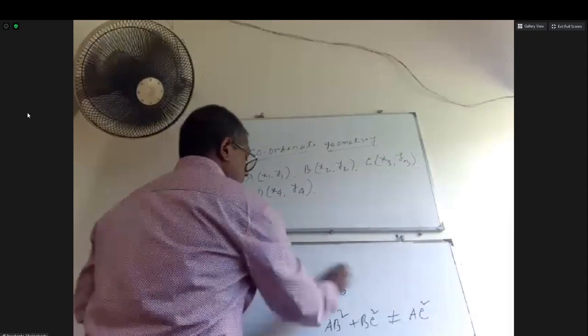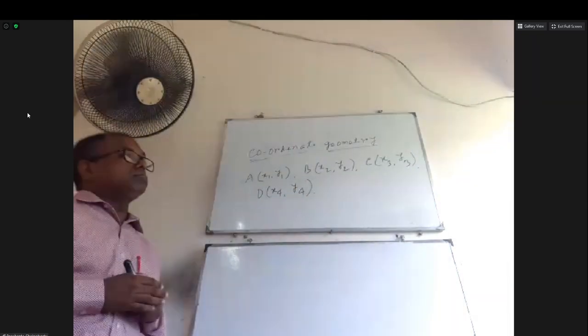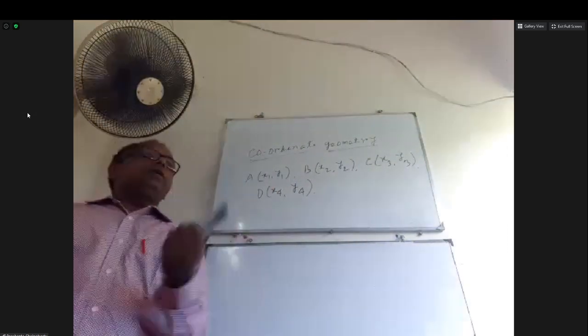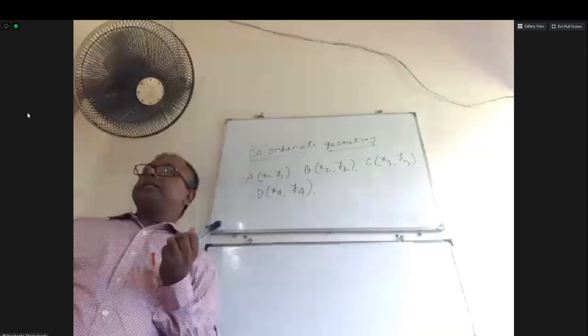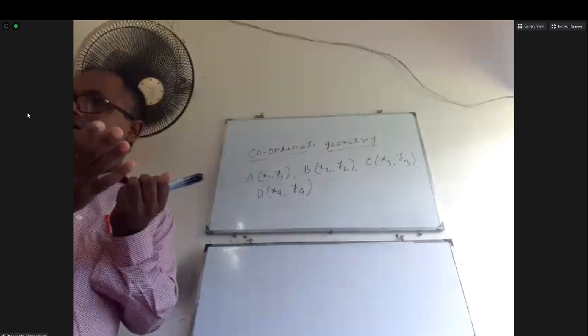Now, I want to say when these four points will be the vertices of a parallelogram or a rectangle.